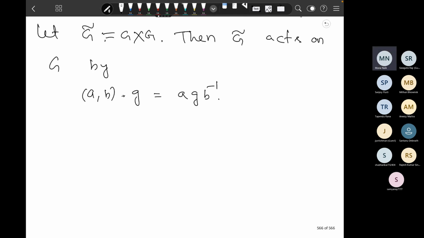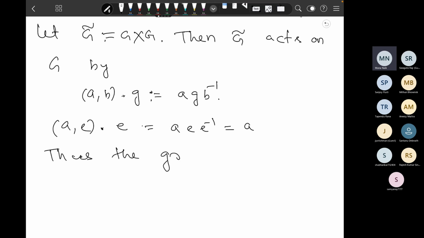Now, if you look at this, this is the group action definition. If you look at (a, b) dot e, that is really a e b inverse. With b equal to e, this is really a. So that means e and a are in the same orbit, and that means this group action is transitive. So thus the group action is transitive.